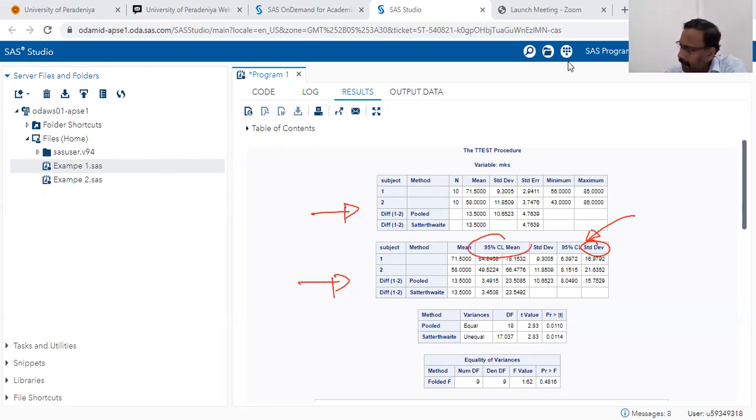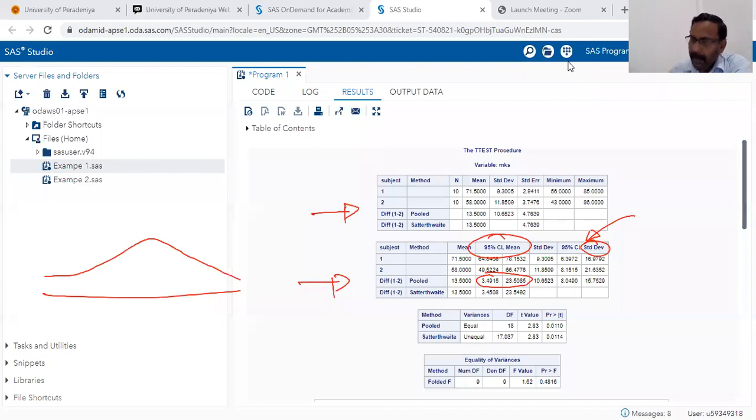But here, this is really the confidence interval for the mean, right? Confidence interval for the means. So the upper value and the lower value. So this is the confidence interval for the mean difference. I'm recalling what you have learned in your first course, right? Because we need to talk about that also, the statistics.